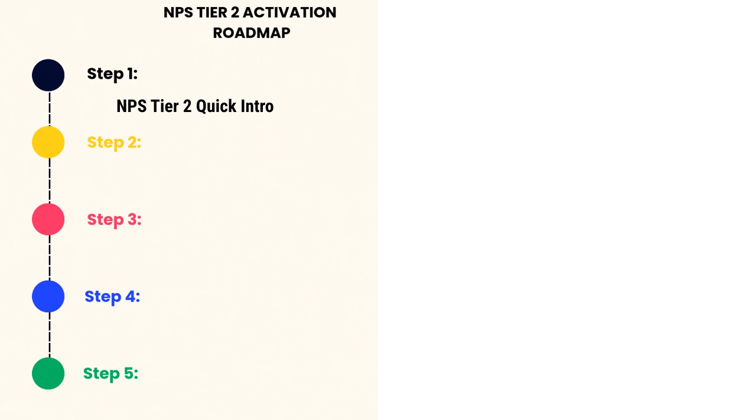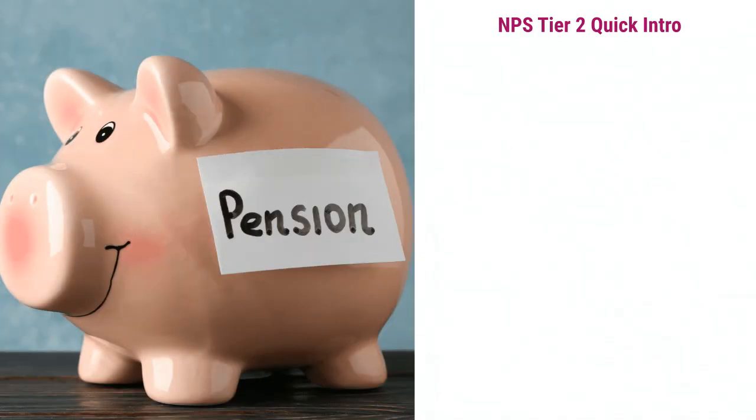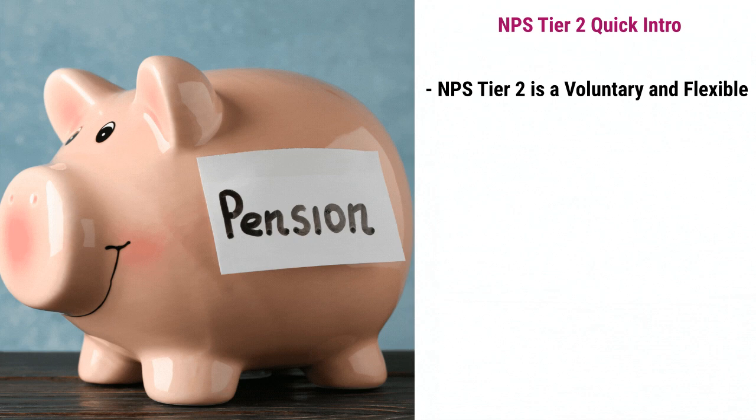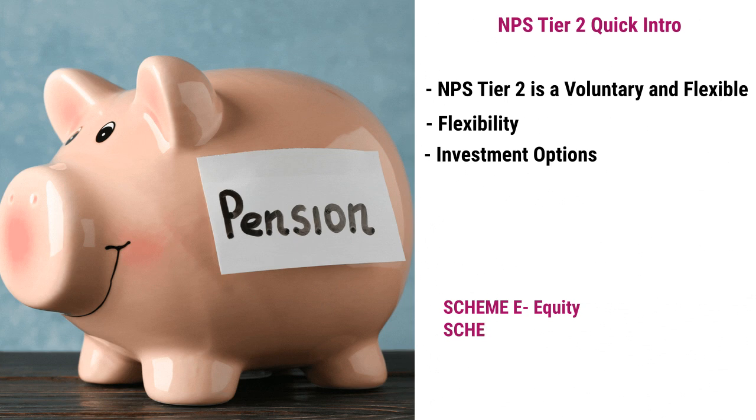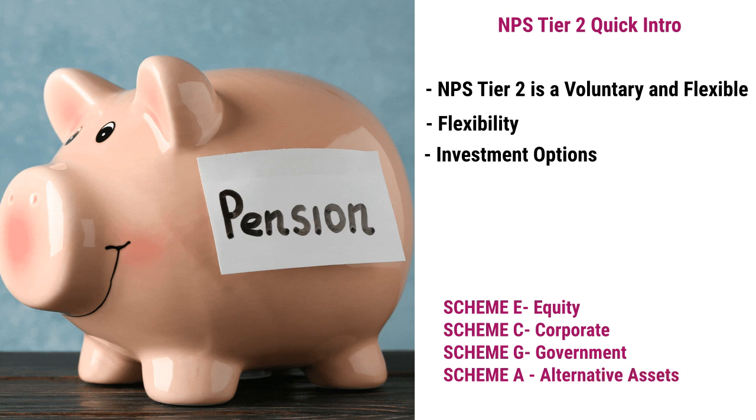Tier 2 quick intro. NPS Tier 2 is the voluntary and flexible investment account linked to your NPS Tier 1 pension account. Flexibility: you can deposit and withdraw anytime. Highly liquid. Investment options: you can invest in the same asset classes, that is equity, corporate and government bonds, and alternate assets, and with the same fund managers as Tier 1.